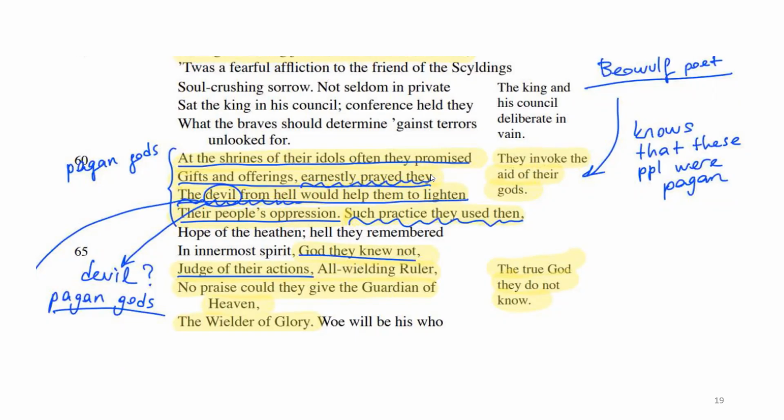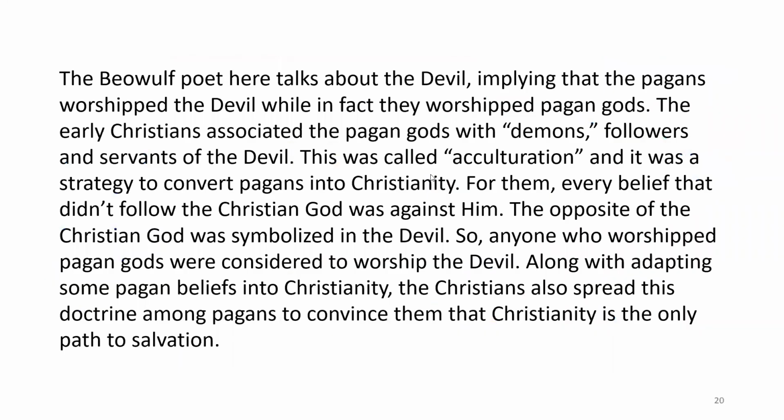Here he says, "God they knew not, judge of their actions, all-wielding ruler. No praise could give the guardian of heaven, the wielder of glory." Here you can see 1, 2, and 3 kennings are used to describe God. The Beowulf poet here talks about the devil.